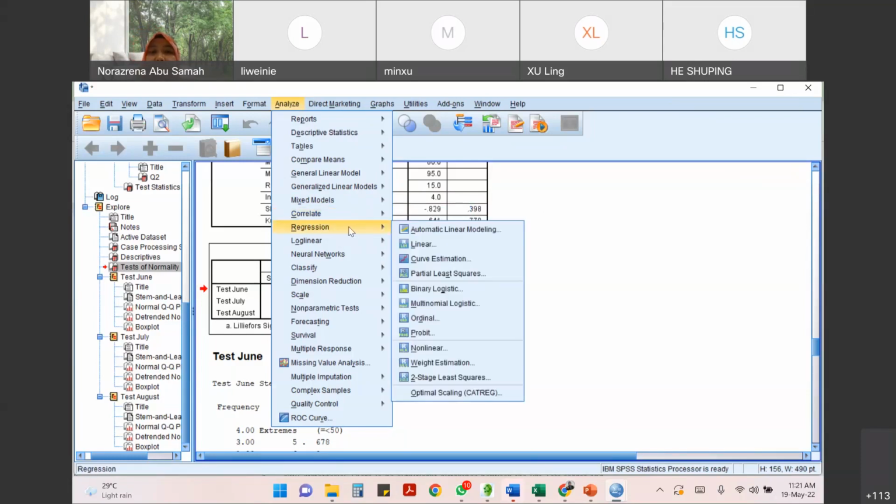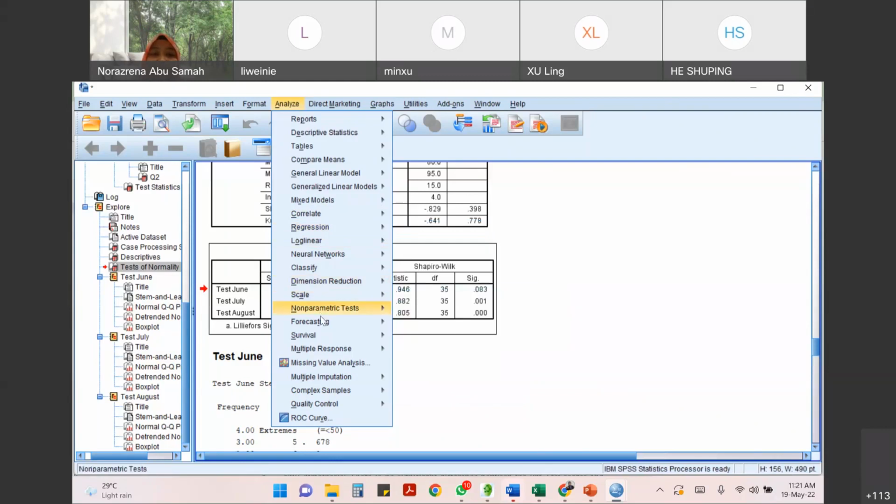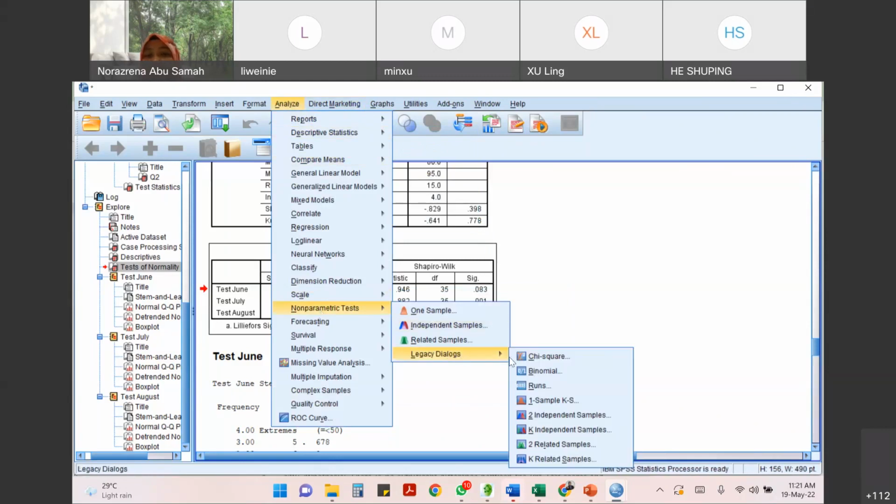And then the regression, normally we use the linear regression here. Okay, and then the non-parametric test is here. All non-parametric tests are here. And also here, cross-tabs. One is in cross-tabs, one is in non-parametric tests, legacy dialog. I always use this one, legacy dialog.